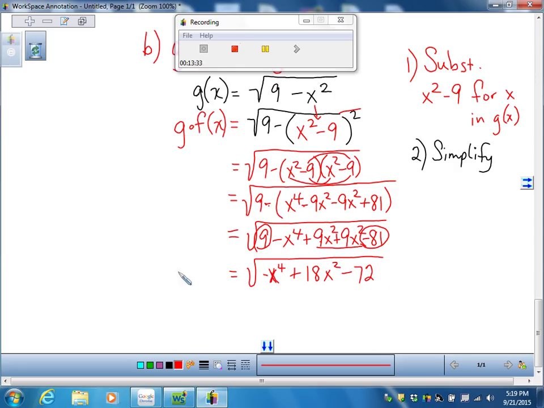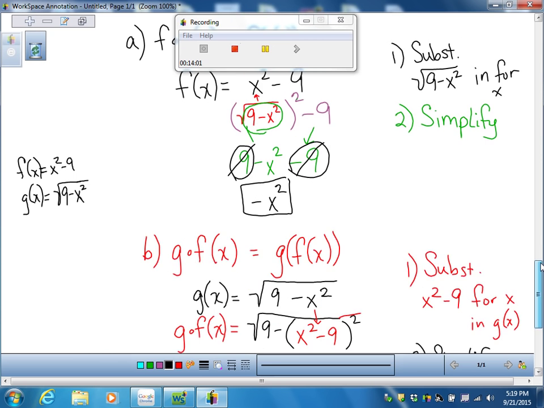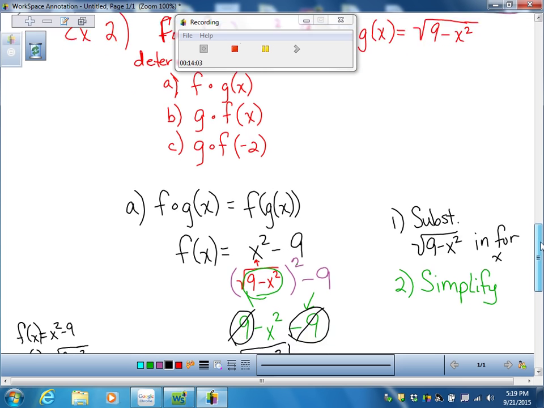So g of f of x is equal to the square root of negative x to the 4th plus 18x squared minus 72, which you can see is not equal to f of g of x. They were not equal because they did not come out to be the same amount. Finally, we're going to finish up with part C, which asked us to find g of f of negative 2.